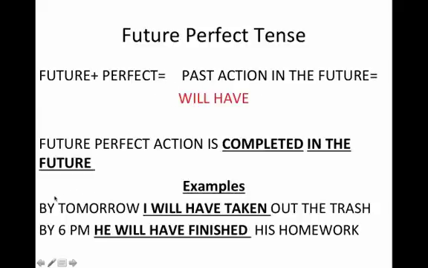Some quick examples. By tomorrow I will have taken out the trash. So in the future I'm going to do an action and it's going to be done before tomorrow arrives. By 6 p.m. he will have finished his homework. Will have is indicating that at 6 o'clock the homework is going to be completed.